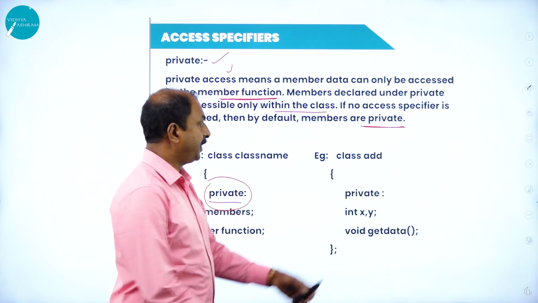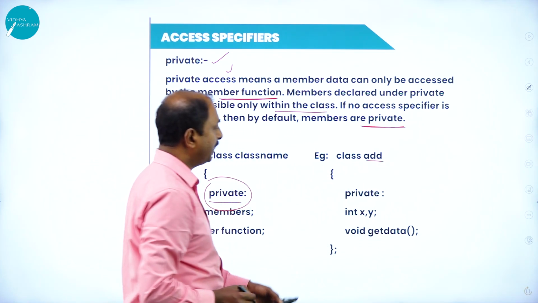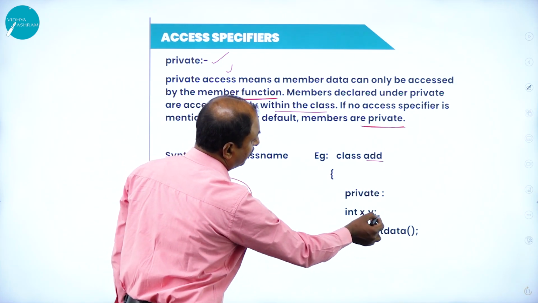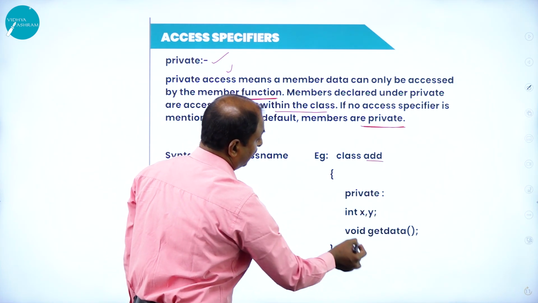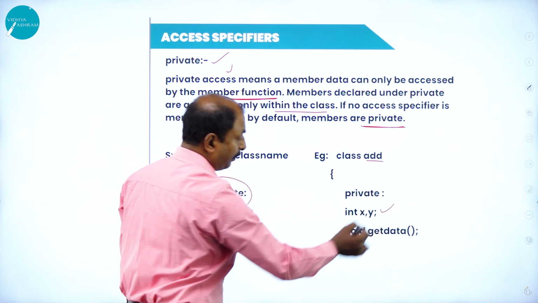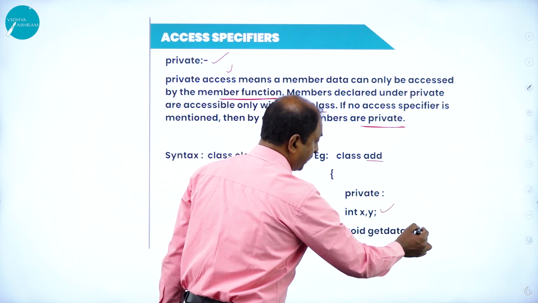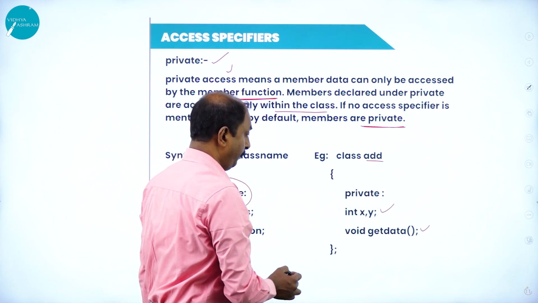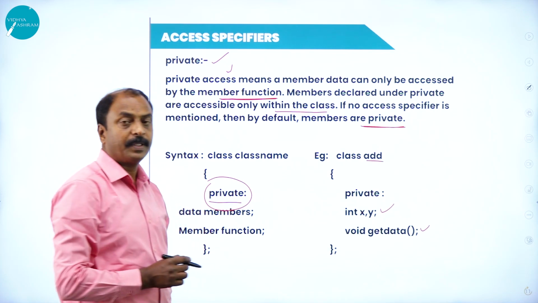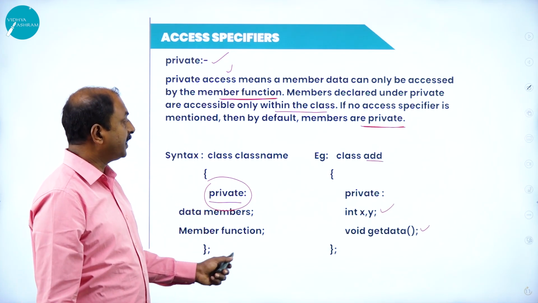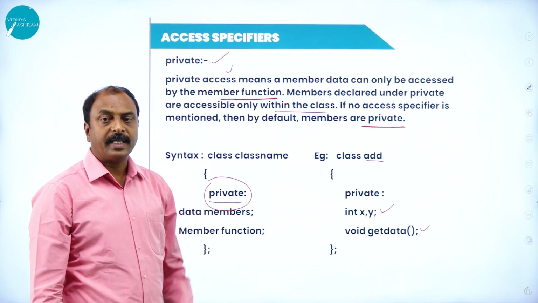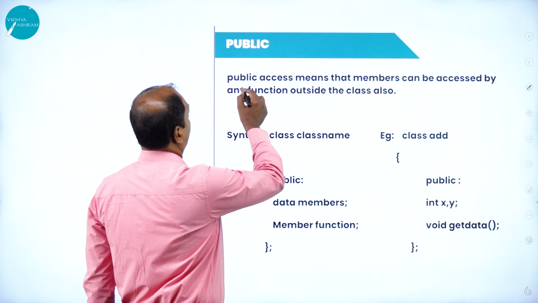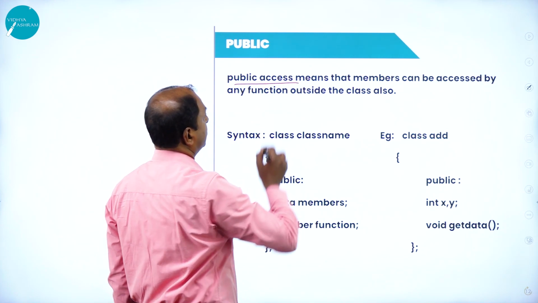Look at the example now. Class add. Here add is the name of a class. Inside that, the private specifier with int x, y and void getdata. This is member data, and this is a member function, declared under the access specifier private, and we close the class with a semicolon. So this is the syntax and example of the private access specifier.